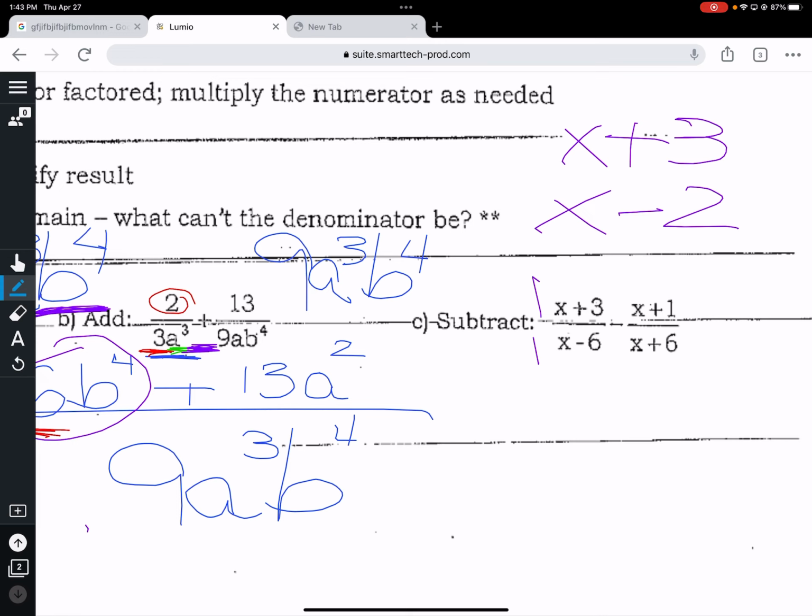All right, so let's see what we can come up with as a denominator. What is the denominator of the first fraction? X minus 6. And we've already established we can't simplify the x minus 3 and the x minus 6. So the first denominator is x minus 6. Second fraction, x plus 1 over x plus 6. Can we simplify that? No. So what is the denominator for that one? X plus 6.